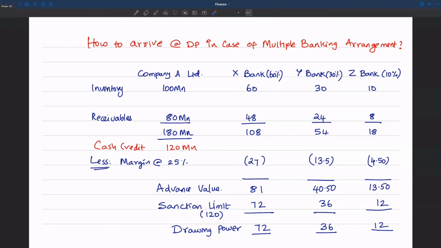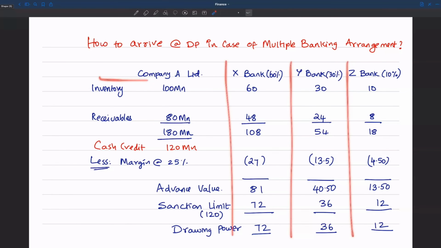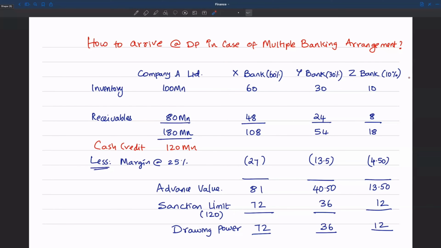Now this advance value has to be compared with the respective sanction limit, which is 72, 36, 12, which I gave in the beginning itself. And how do we arrive at the drawing power? Whichever is lower. 81 or 72, whichever is lower. So for Bank X, the sanction limit itself is drawing power. Even though they have a higher advance value, only 72 can be considered. For Bank Y, whichever is lower, 36, and for Bank Z, whichever is lower, 12. So this is how typically we'll arrive at drawing power in case of multiple banking arrangement, and this is possible only when all the three banks are in a position to communicate with each other. They are able to moderate this.